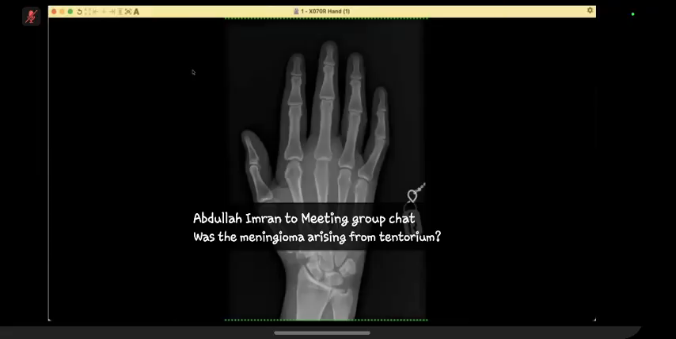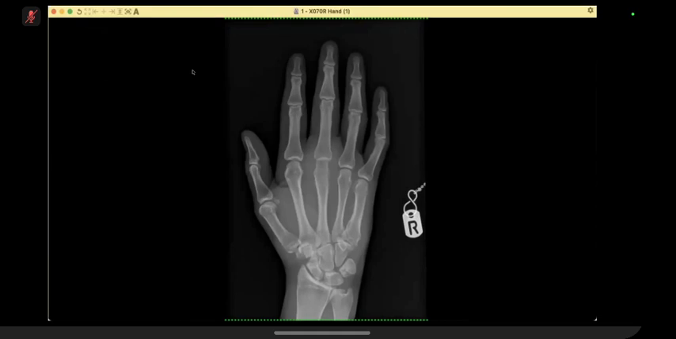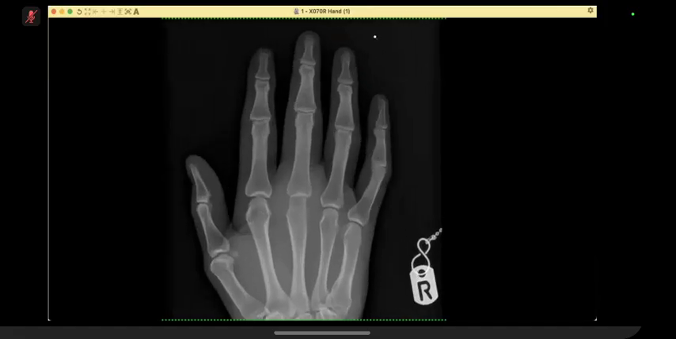I am presented with the right hand frontal view of a female adult patient, complaining of pain. The salient abnormality is periosteal resorption, more pronounced on the little finger, in the proximal and middle phalanx, which is seen on the radial aspect of the bone.